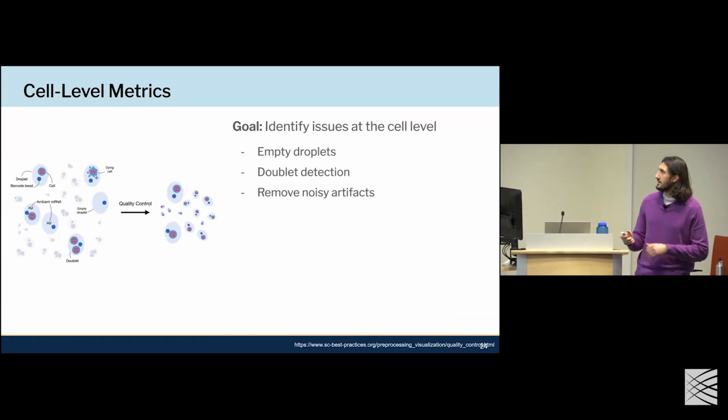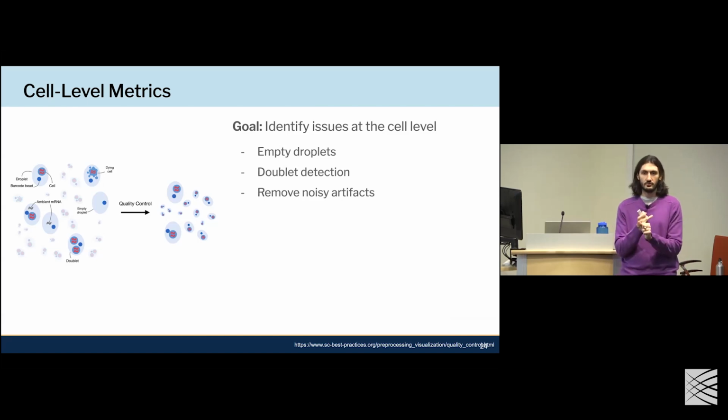Moving on to the cell level matrix, here we mainly want to remove empty droplets, so droplets that have no genetic material within them or just have ambient RNA. We want to identify doublets and at least label them as potential doublets. And we want to remove noisy artifacts.